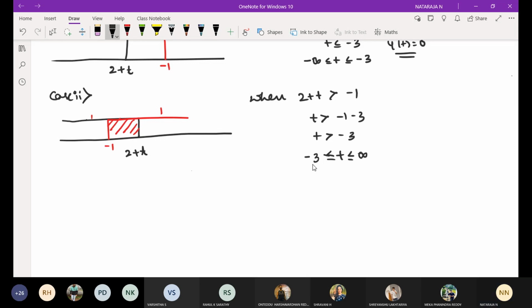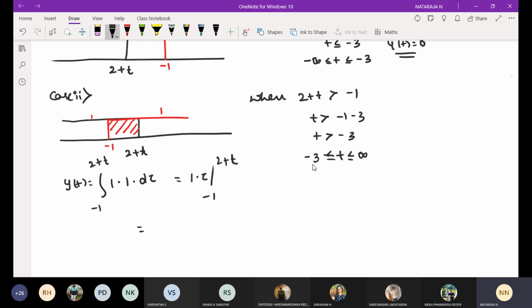Now I can take y of t equal to the integral, with limits from where it will overlap: from -1 to 2 plus t. What is the amplitude of both the signals? Both signals have amplitude 1 and 1 with respect to d tau. Now I will take 1 into 1 into tau, with respect to tau, from -1 to 2 plus t.